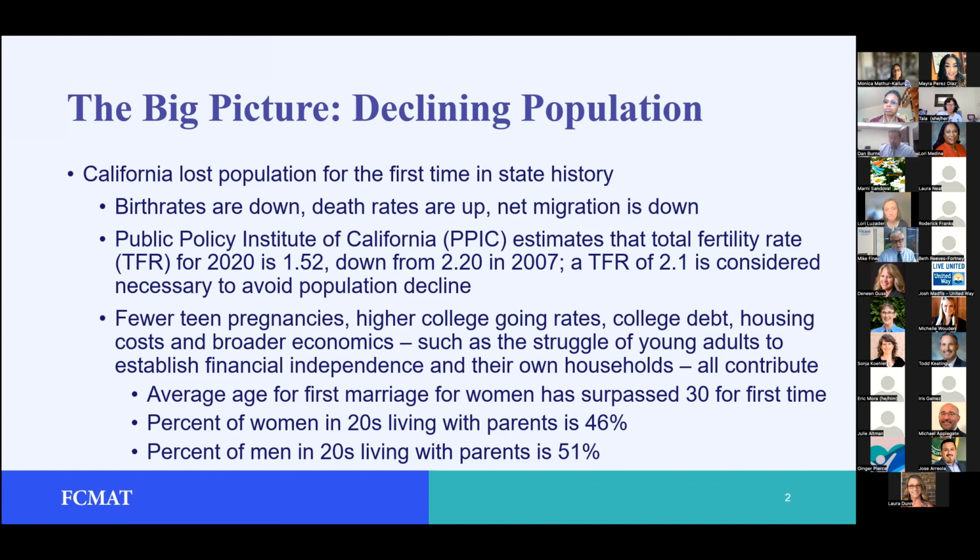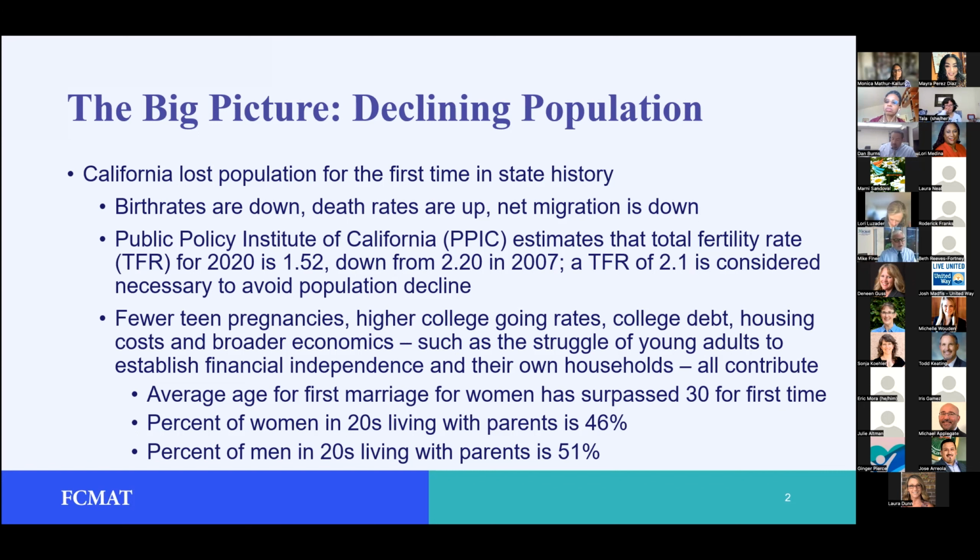There's good news in this data because some of the birth rate declines are the result of good work done in school districts and public health agencies and in the work you all do. And that is teen pregnancies are down. Higher college going rates, very positive number trending up. And when more folks go to college, then there are delays in starting families.